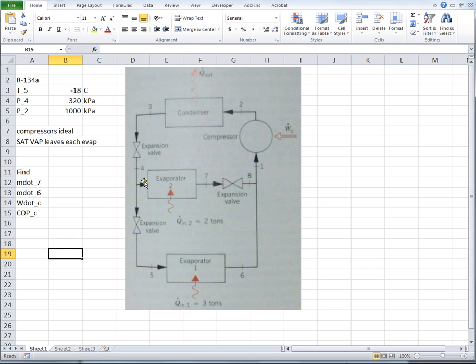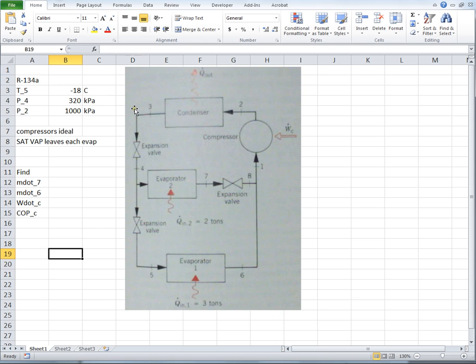The second evaporator, the pressure is given rather than the temperature, and we can maybe figure out what kind of temperature this operates at when we go and look up the properties. But the pressure is given at state 4 as 320 kPa. And what else do we know? Oh, the condenser pressure is 1000 kPa. So we know all the pressures.